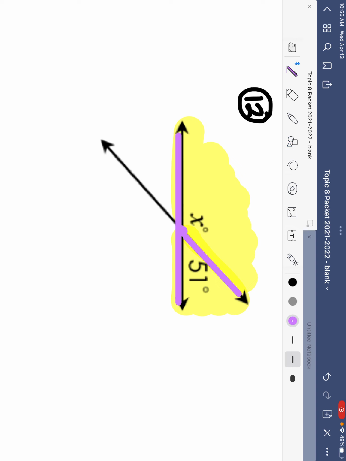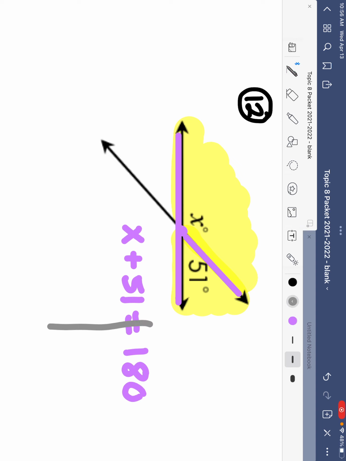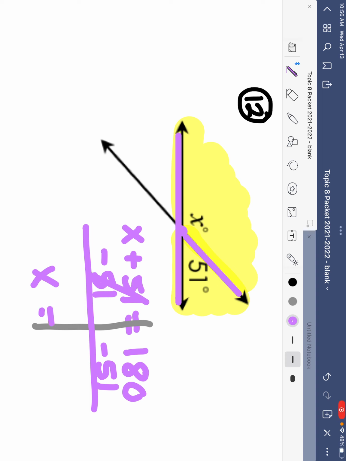So I can write an equation, x plus 51 equals 180. Now that's a simple one-step equation that we can solve. To solve it, I'm going to subtract 51 on both sides. My 51's cancel out. X equals 180 minus 51, which is 129 degrees. So x equals 129 degrees.